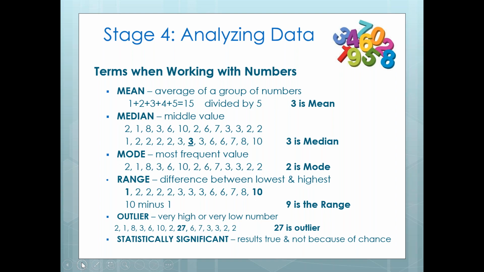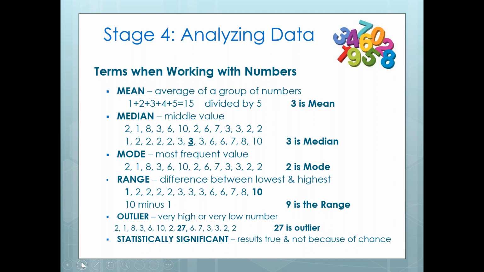So let's look at mean. Mean is the average of a group of numbers. If you have 5 numbers, you add them all up and divide by how many there are, in this case 5, and that gives you the average or the mean. For example, 1 plus 2 plus 3 plus 4 plus 5 equals 15. If you divide by 5, because there are 5 numbers, you get 3. So 3 is the mean for that group of numbers.